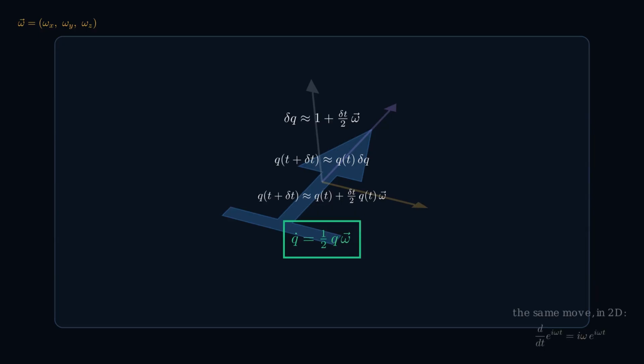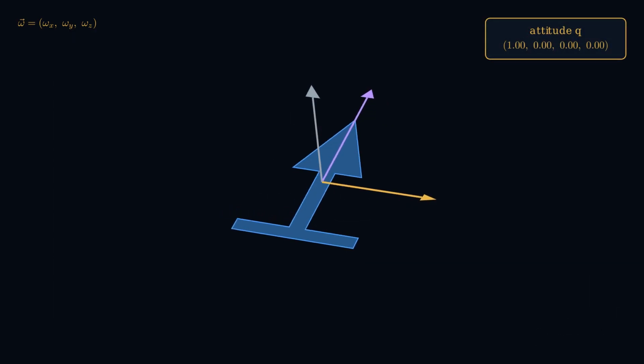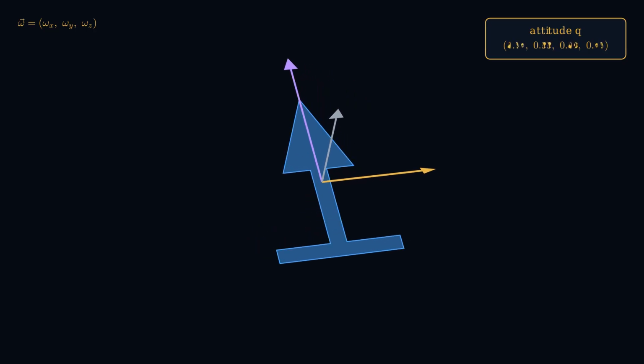That's the quaternion kinematic equation, arrived at the exact same way the 2D exponential's derivative was. Rate of change of orientation equals current orientation multiplied by angular velocity. 1 in 2D with a scalar omega, 1 in 3D with a vector omega. Integrating this forward in time is exactly how flight computers track attitude between GPS or star tracker fixes.